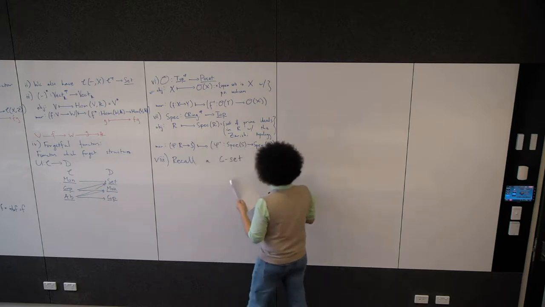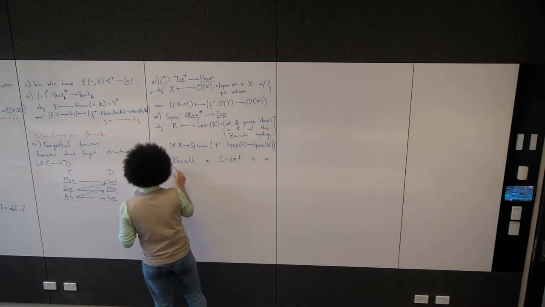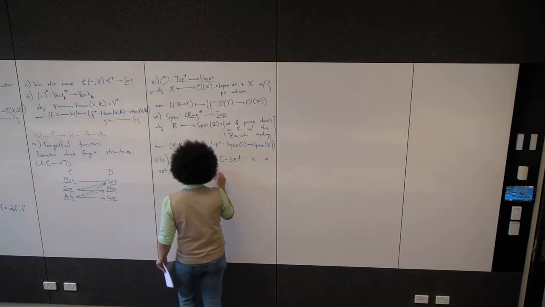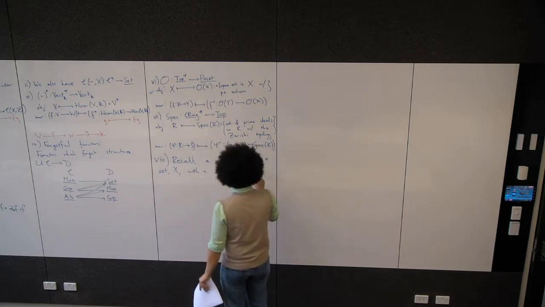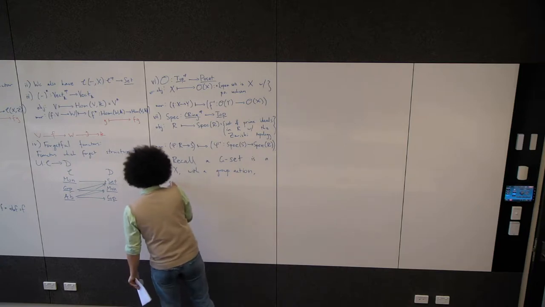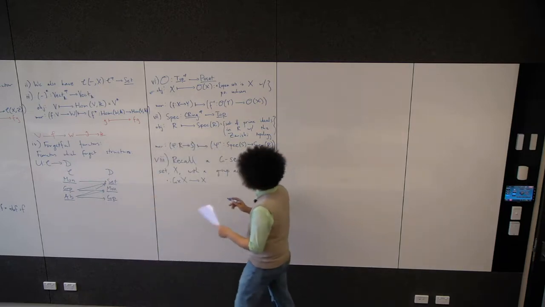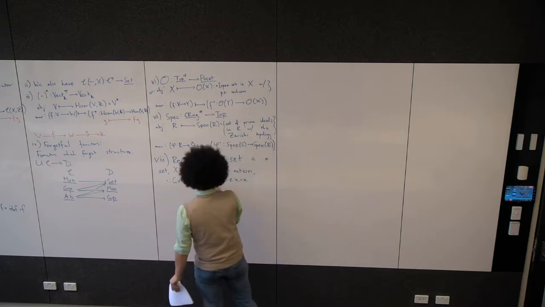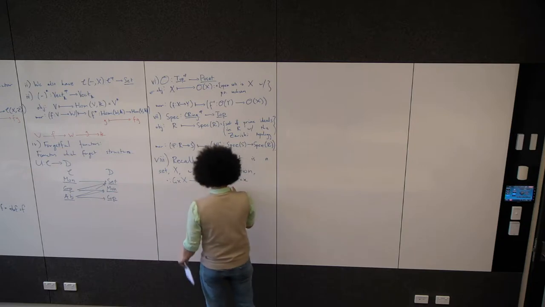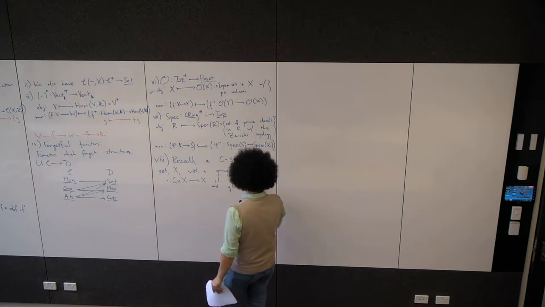Recall that a G set is a set X with a group action. So that's a map, which I'll call dot, from G cross X to X, such that E dot, the identity times an element is the identity, and it's associative in that G dot H dot X is G of H dot X.